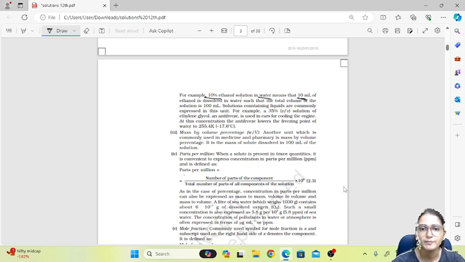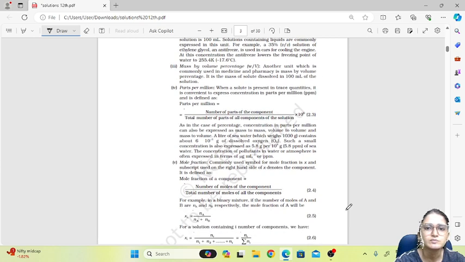That means 10 ml of ethanol is dissolved in water, and the total volume of the solution will be 100 ml. Okay, so 90 ml will be water. In the same way, next is mass by volume percentage, in which in the numerator we will consider the mass or the weight, and in the denominator we will consider the volume.